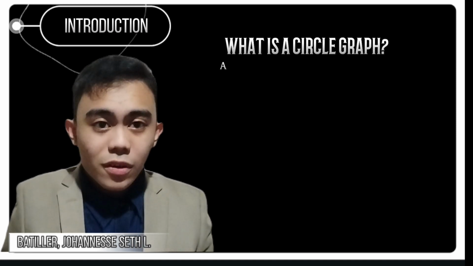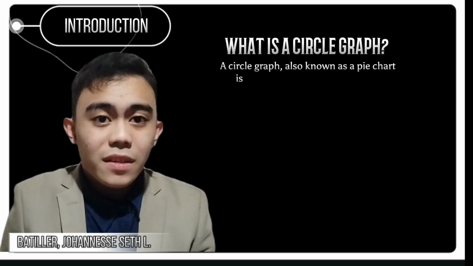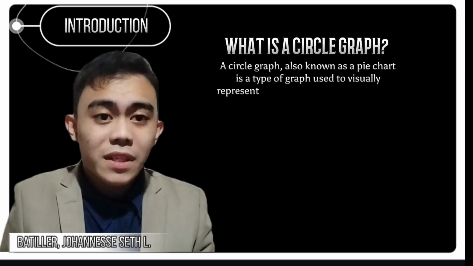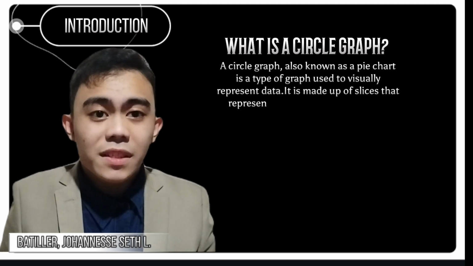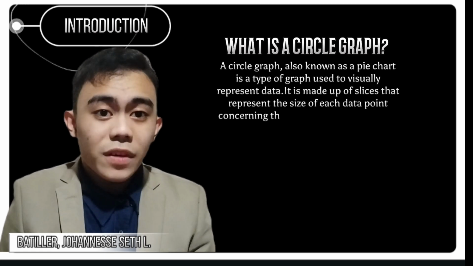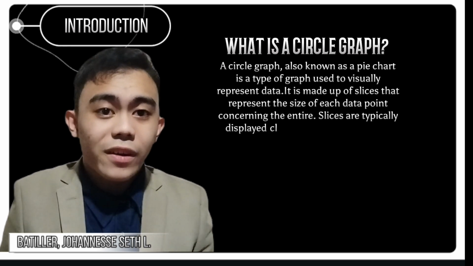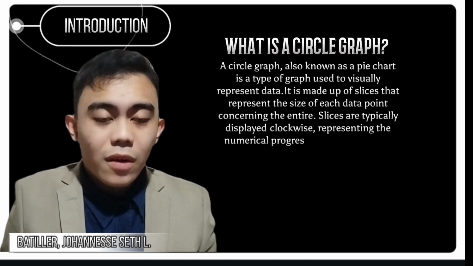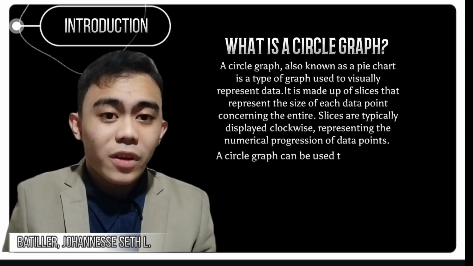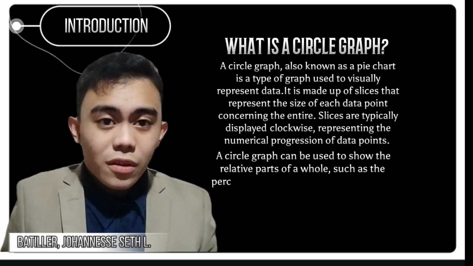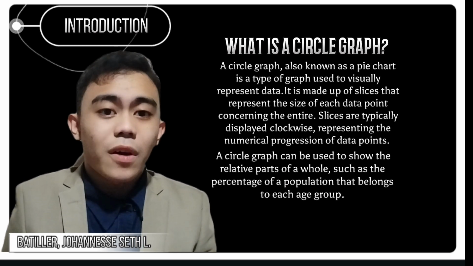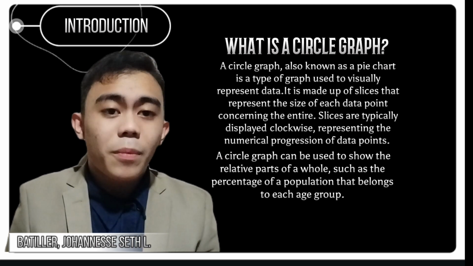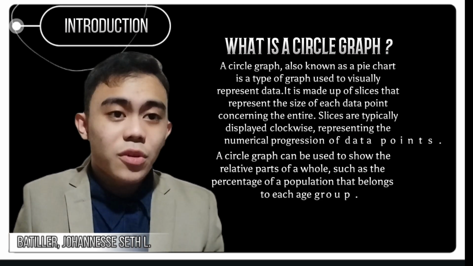Beginning with the definition of a circle graph, we'll move on to discussing its importance before delving deeply into its utilization. A circle graph, also known as a pie chart, is a type of graph used to visually represent data. It is made up of slices that represent each data point concerning the entire whole. Slices are typically displayed clockwise, representing the numerical progression of data points. A circle graph can be used to show the relative parts of a whole, such as the percentage of a population that belongs to each age group.